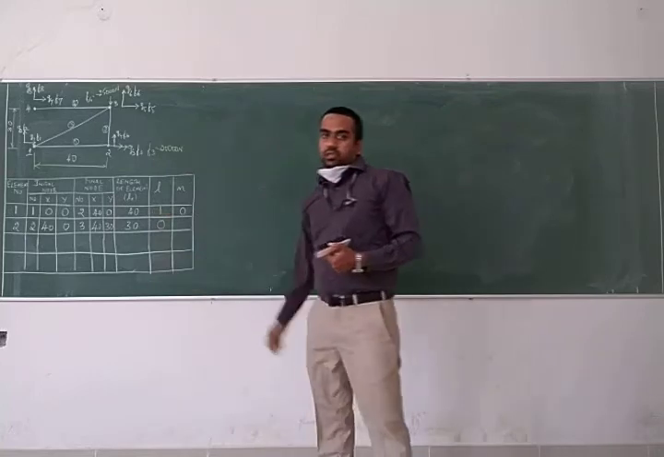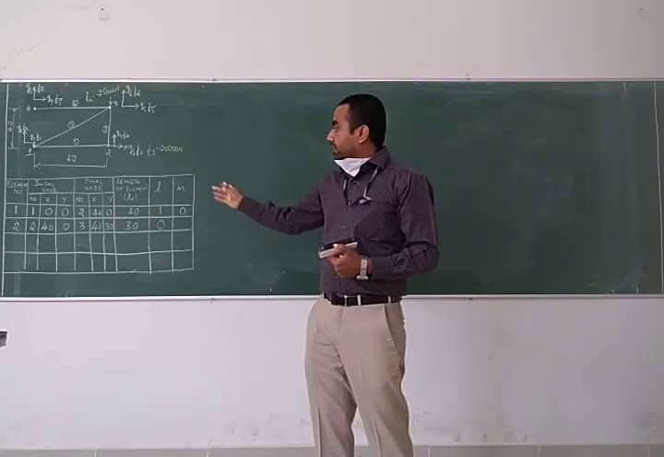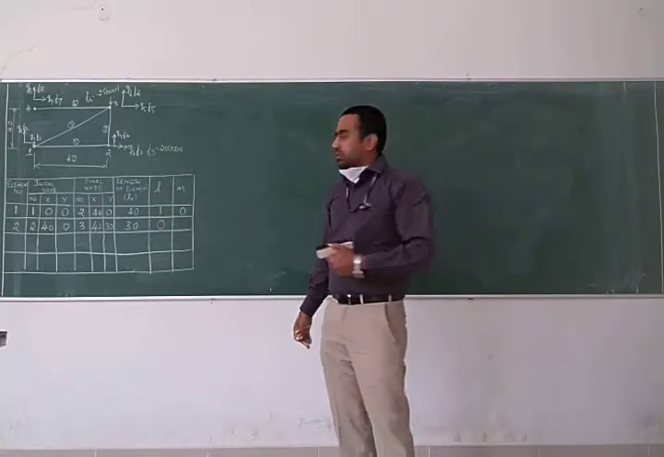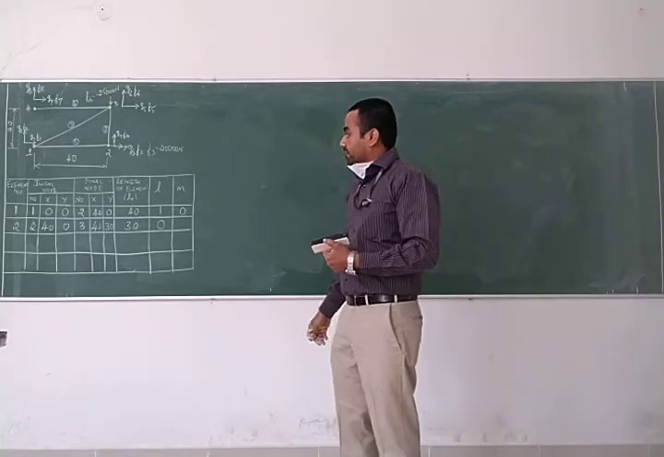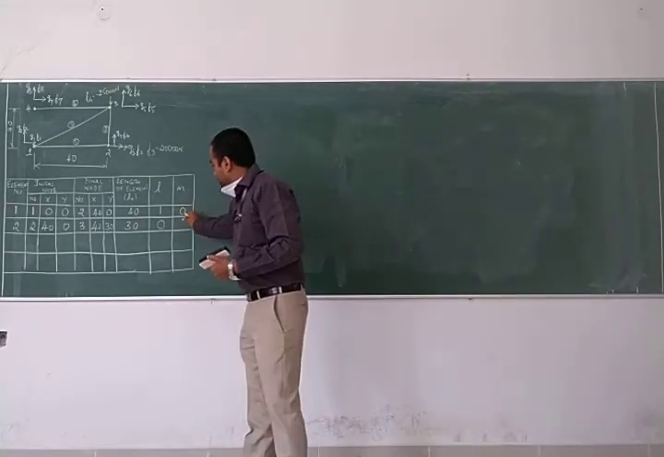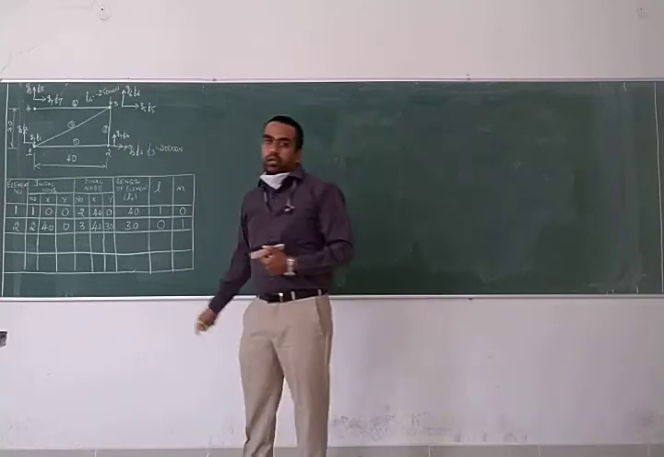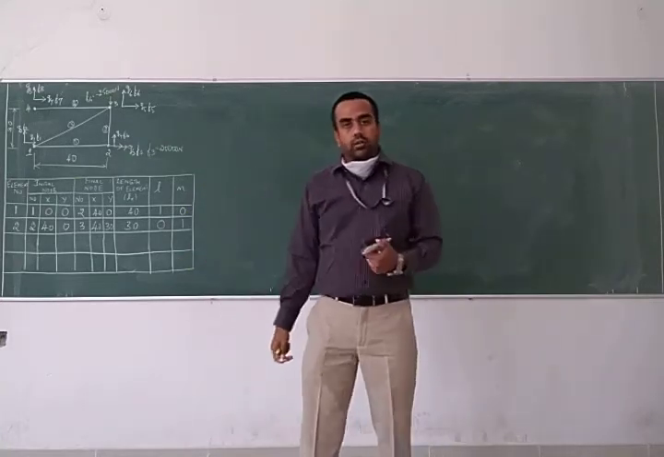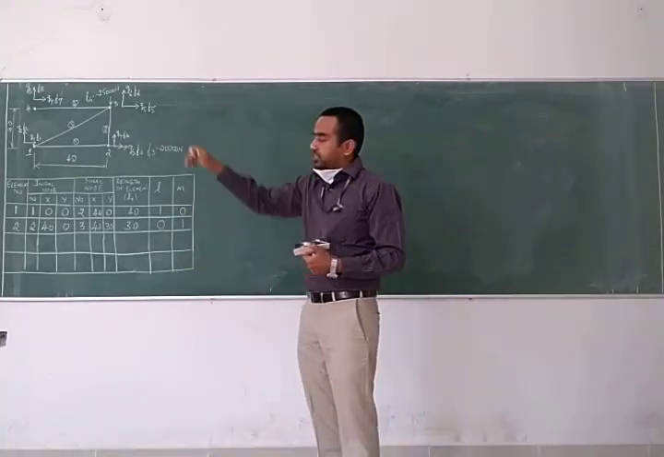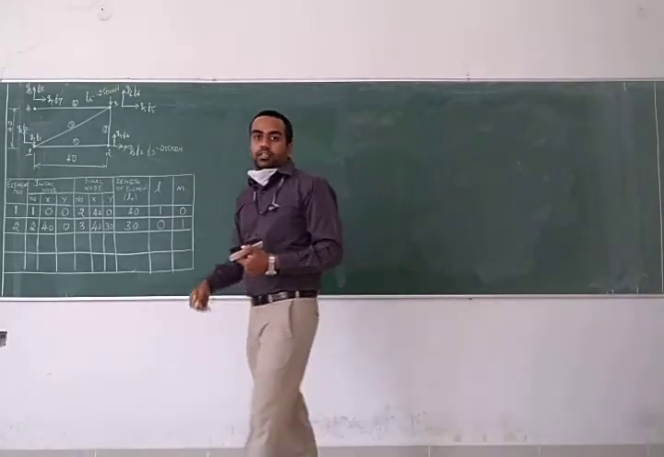Y value is 30. 30 minus 0 divided by 30 will give you 1. So 1, 0, 0 and 1 is the value for first and second element. Now considering the third element.